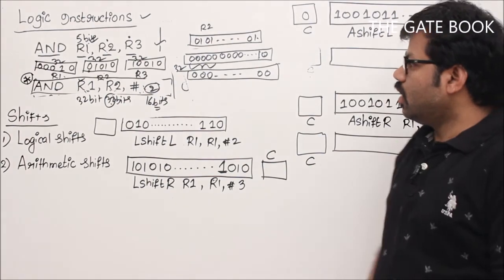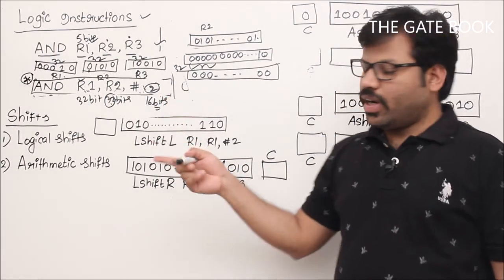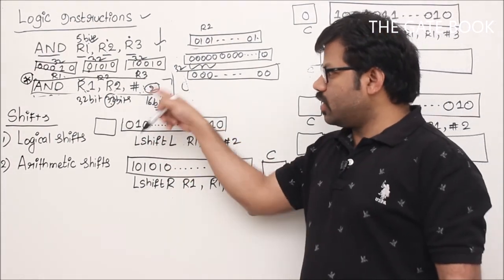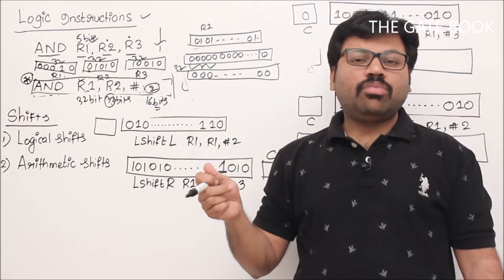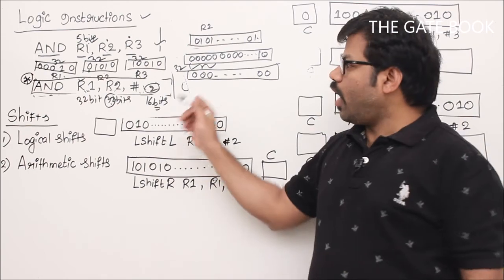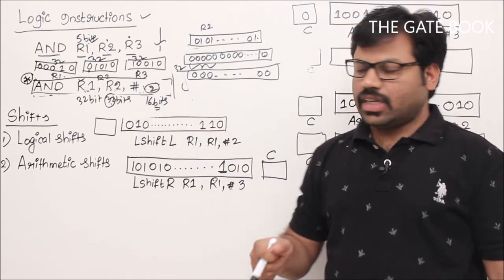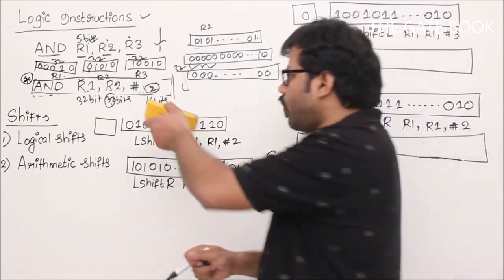Now let's summarize. When you have immediate addressing mode, we can specify values only up to 16 bits. Then how you AND that with 32 bits is the question, correct? Some students still will have this question.